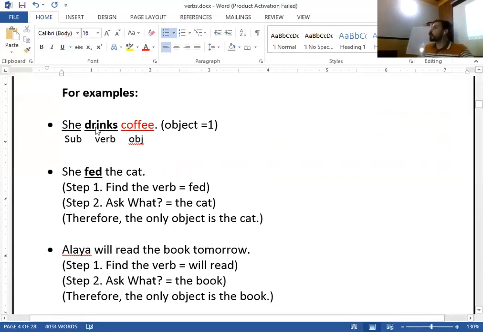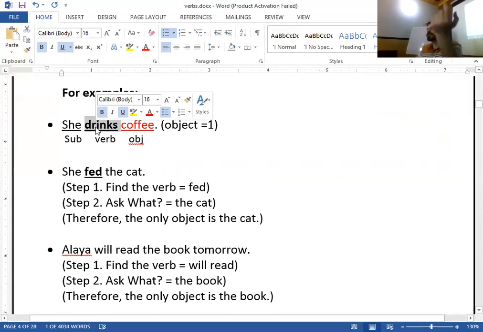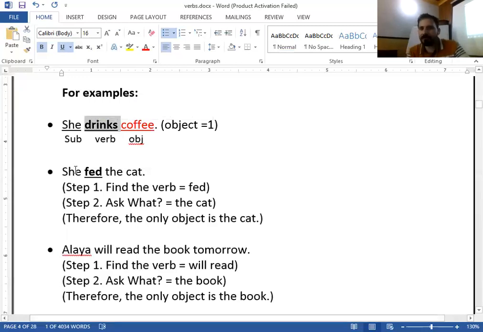Drinks is called a monotransitive word. Why? Because we have got only one object here. Next, she fed the cat. She fed the cat. Cat means it's an object. It's a noun. What is fed? Fed is called a verb. Clear?